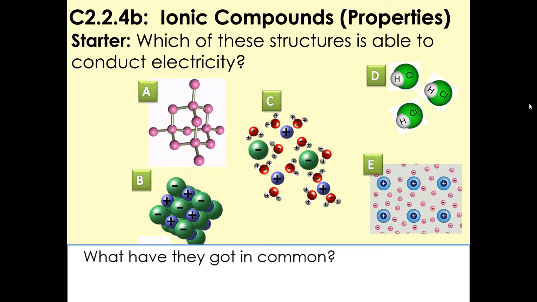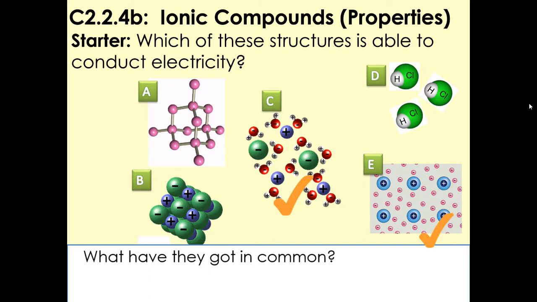Okay, so hopefully you've come up with the idea that C and E will conduct electricity and A, B and D won't. So we've got to think about what electricity is. Electricity is a movement of charged particles. If we look at A and D, there's no charged particles there that can move, so they definitely can't conduct electricity. In B, that's a solid particle diagram. So even though there's charged particles, none of those charged particles can move because they're in a solid formation. They just vibrate about a fixed position. They won't move past each other.